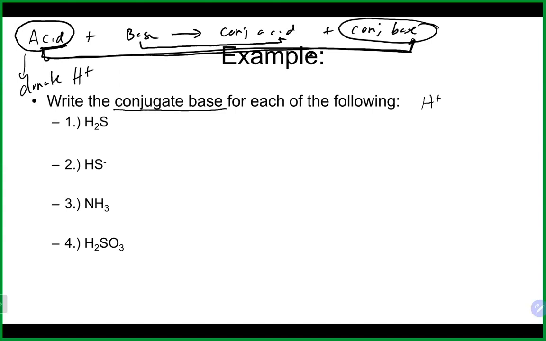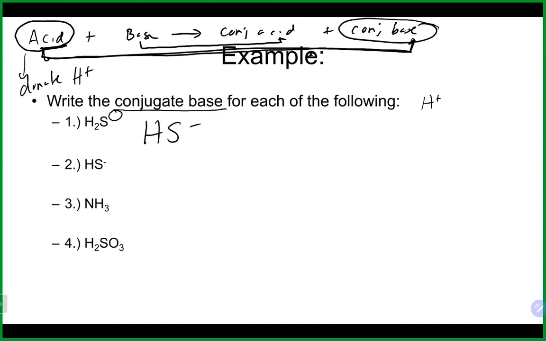So on the first one, we're going to remove an H, which will leave us an H and an S. And in this case, it was neutral, which means when we lose a positive charge, we become one more negative. So that becomes HS minus in this case. Question on that?